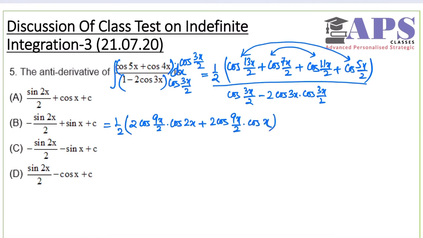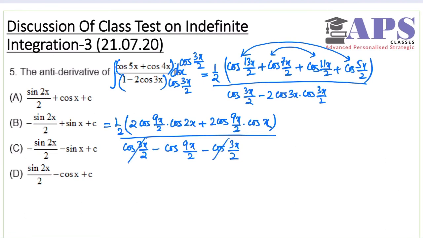So this is our expression now, and the denominator is cos 3x by 2 minus, here 2 cos a cos b is cos a plus b, which is 9x by 2, plus that becomes minus cos a minus b, which is 3x by 2. So this 2 is getting cancelled, and also from the numerator 2 is cancelled and cos 9x by 2 is common. So finally I am getting this as minus cos 2x minus cos x. This is our simplification of the integrand.